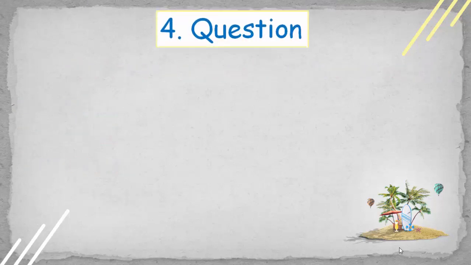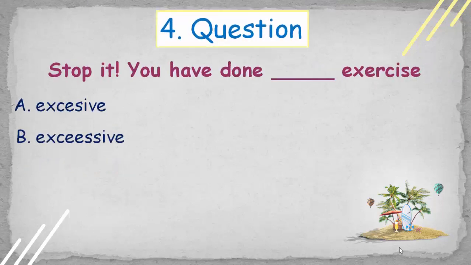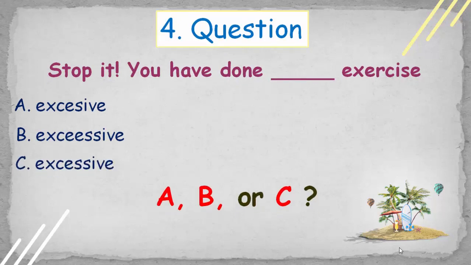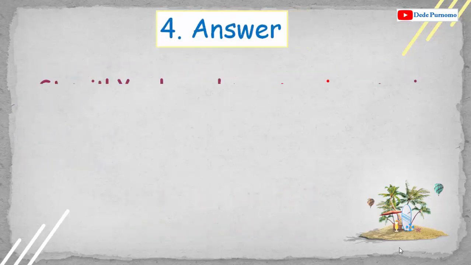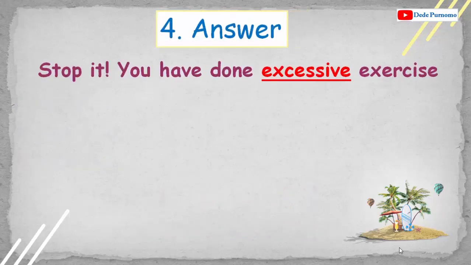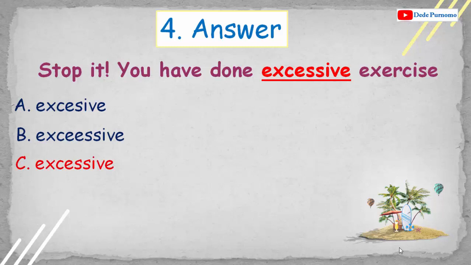Number 4. Question: A, B, or C? Answer. Stop it. You have done excessive exercise. C.